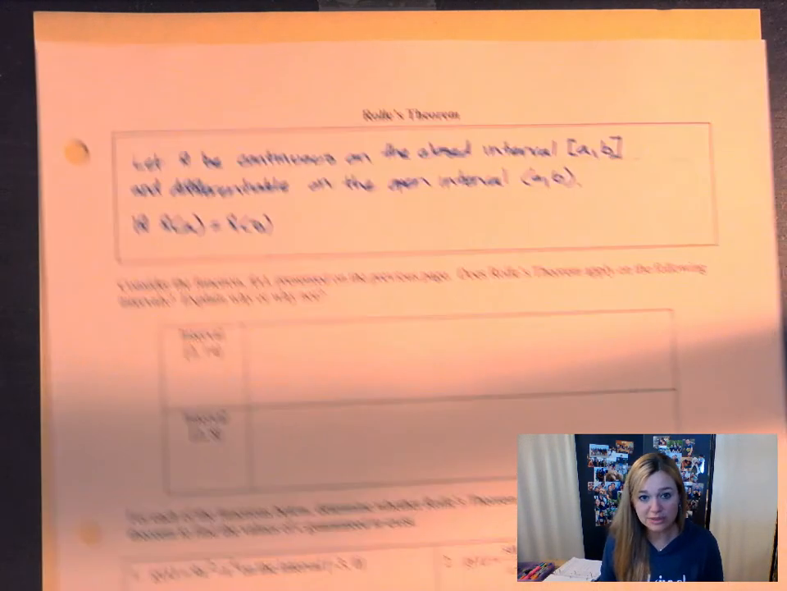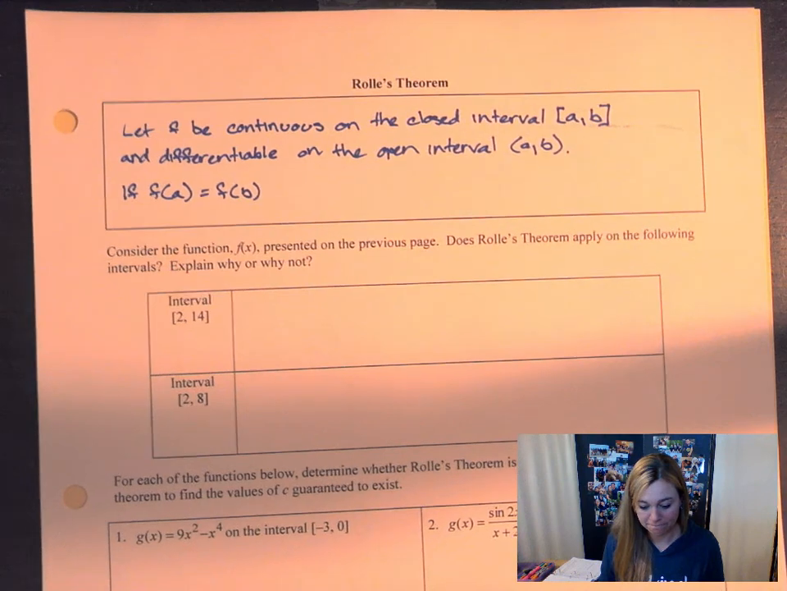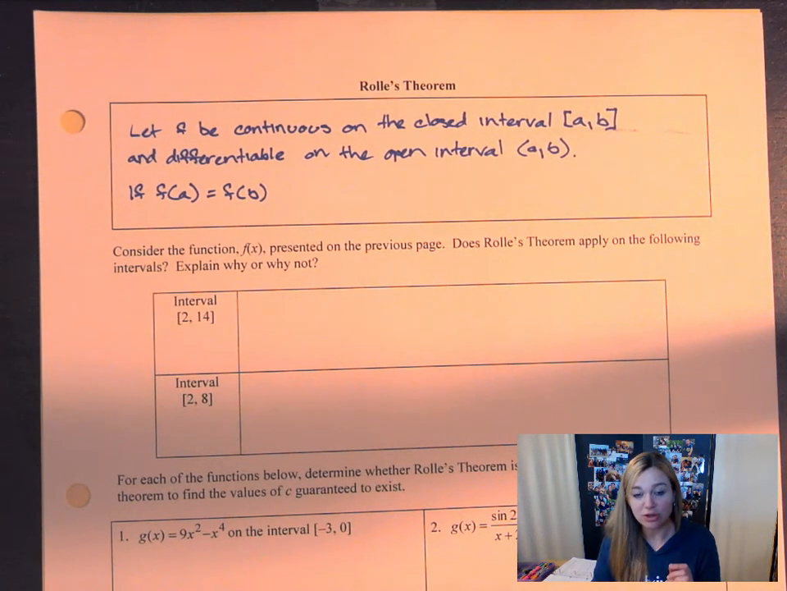It's called Rolle's theorem. Let f be continuous on the closed interval a to b, so make sure you put brackets around that, and differentiable on the open interval a to b. If f of a equals f of b, and then here's where I'm going to pick this up.